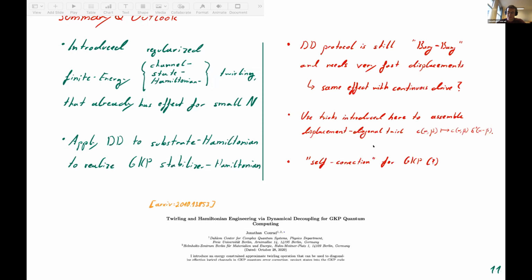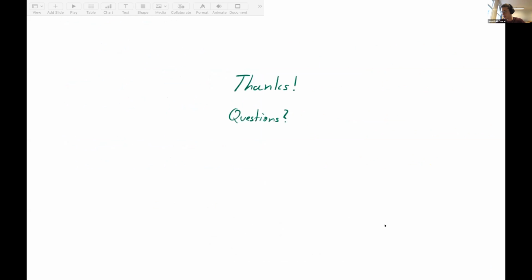And very finally, a question that I've also been talking to Alessandro about is to more rigorously characterize in what sense one can actually speak of self-correction or passive error correction for GKP once such a GKP stabilizer Hamiltonian is realized. So if you want to learn more about this talk or about the things I've just presented, you can check out the paper online, which is also appended with much more discussion than I've presented here. And yeah, I think this would even be it. I'm happy to take questions.